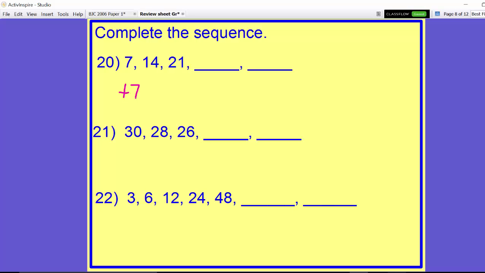These are multiples of 7. So what would be next? 21 plus 7 is 28. 28 plus 7 is 35.